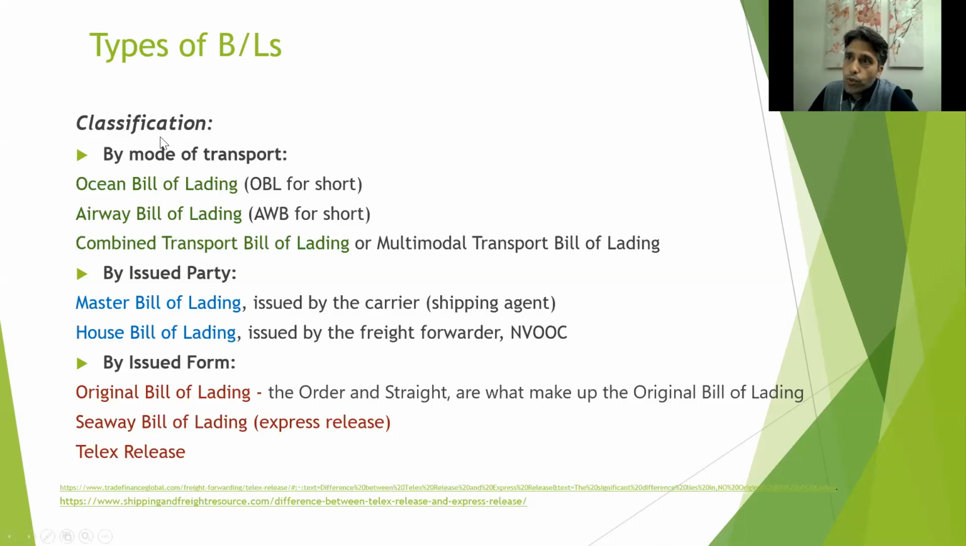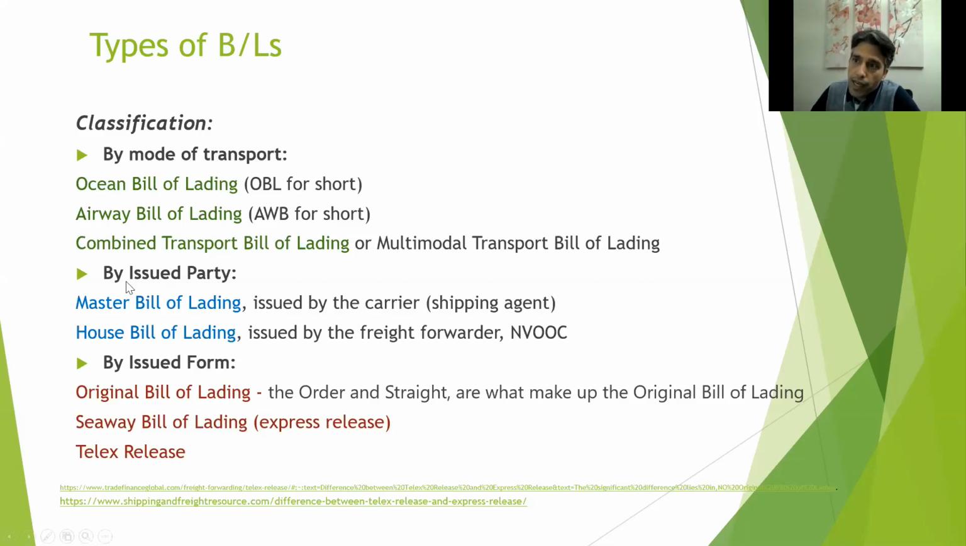And if we want to classify bills of lading based on the issuing party, there are two parties that can issue. One is the master bill of lading, which is issued by the original marine shipping company. They issue the master bill. Master BL in many cases is synonymous with the ocean BL. For example, if you ask MSC to give you a bill of lading, we call it a master BL because it's issued by the original shipping company, the transportation company. And at the same time, it is an ocean BL as well.